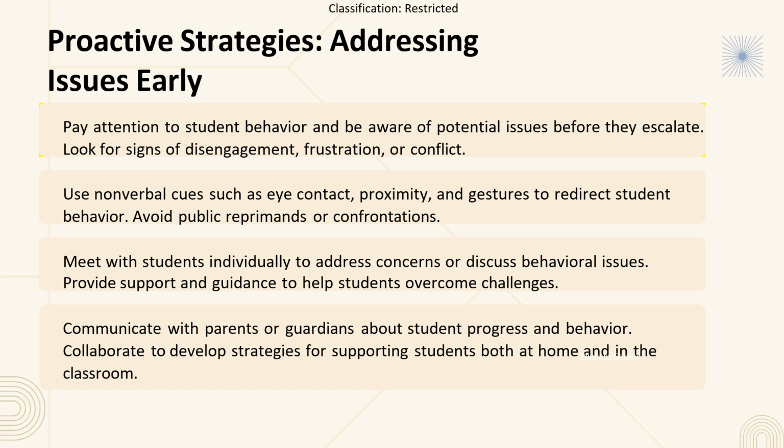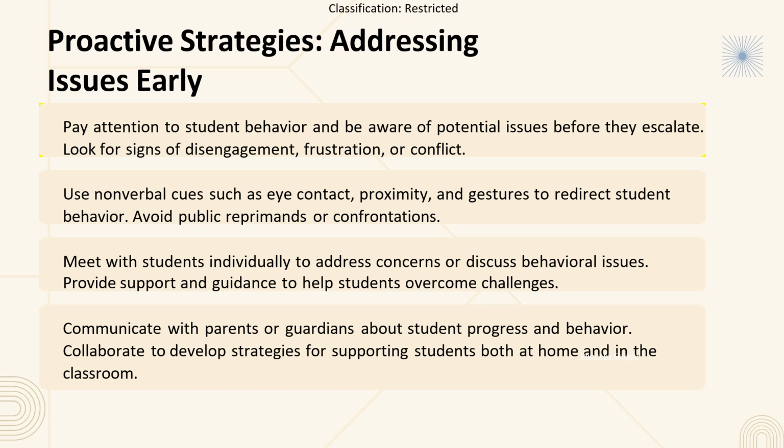Then the class students might be having a lot of challenges. Maybe it can be academic, it can be non-academic. So the teacher must make sure that she provides support and guidance to the students. Communicate with parents and guardians about students' progress and behavior. The parents and the guardians must always be kept in the loop so that they understand the students' progress and their behavior. Any change in the behavior of the students must be brought to the notice of the parents.